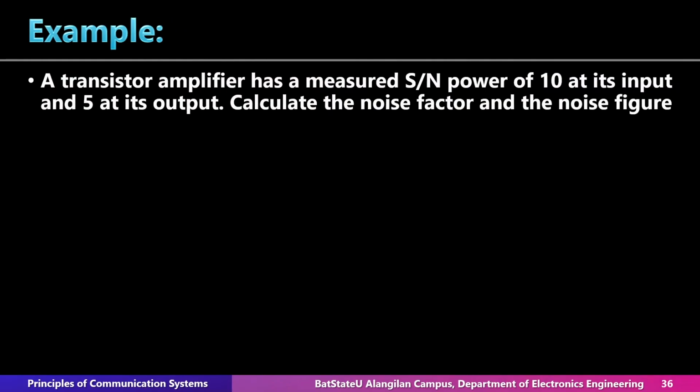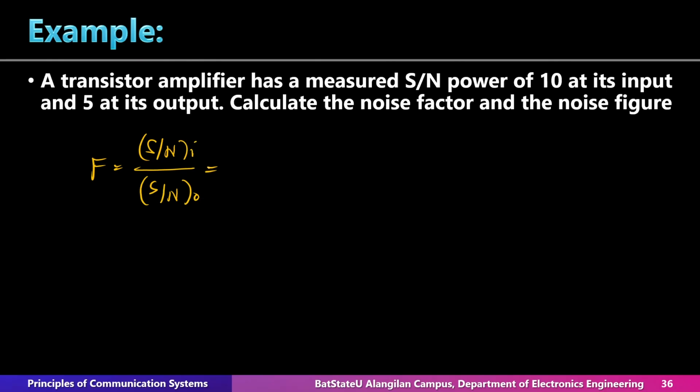So, let us have an example. Here, we have a transistor amplifier that has a measured S over N of 10 at its input and 5 at its output. Calculate the noise factor and the noise figure. So, this is easy. The noise factor is the signal to noise ratio at the input divided by the signal to noise ratio at the output.